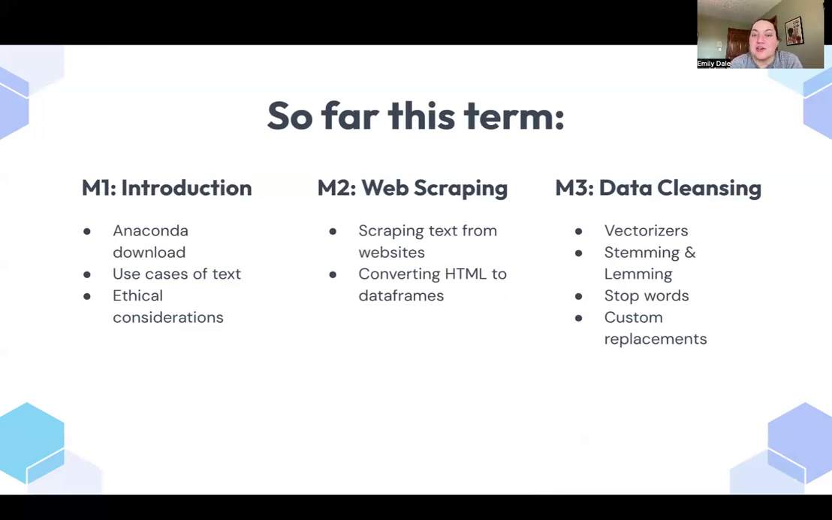In module 2, we covered web scraping. So you got data from websites, brought it down and kind of figured out how to play around with it. And in module 3, that was a really big one. We spent a lot of time going over vectorizers, stemming and lemmatization, stop words, custom replacement, so like dictionaries.